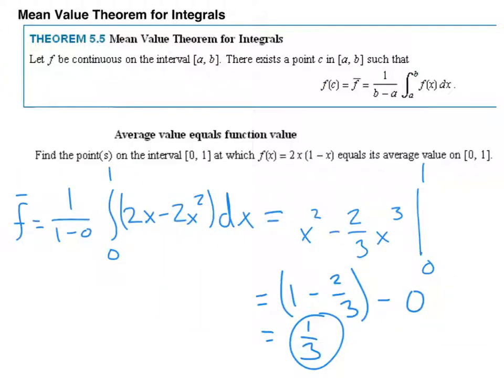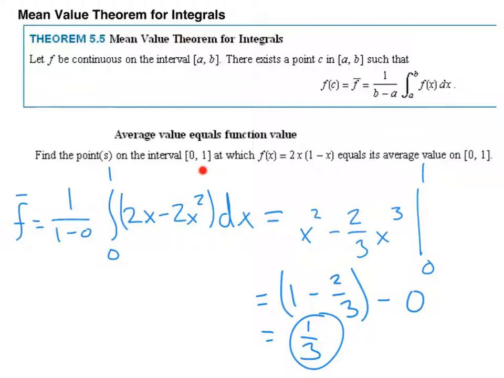Let's do an example using the mean value theorem. Here it says, find the points on the interval 0 to 1 for which this function equals its average value, which is basically a statement of the mean value theorem. It says find a value c where the function equals the average value. So the first thing we have to do is find what is the average value. So I ran through the steps here.